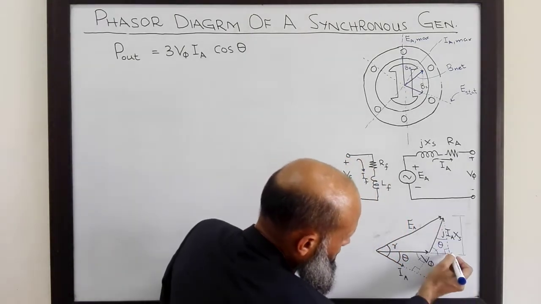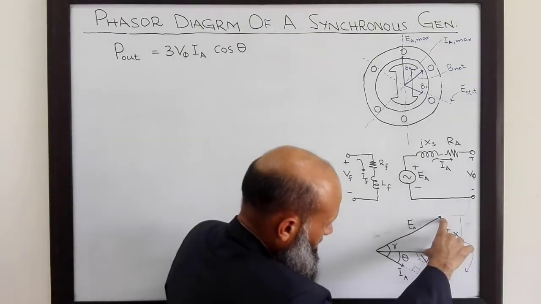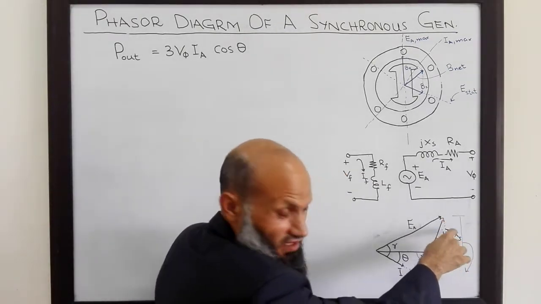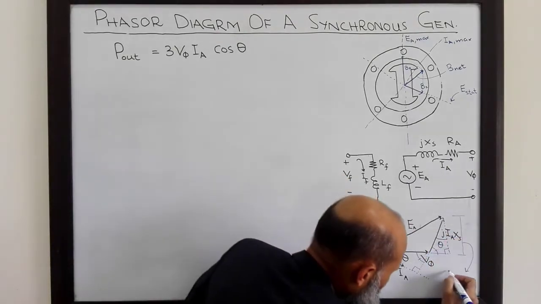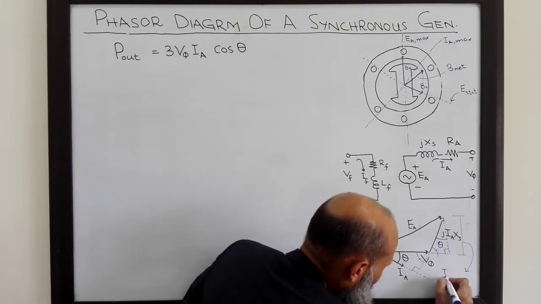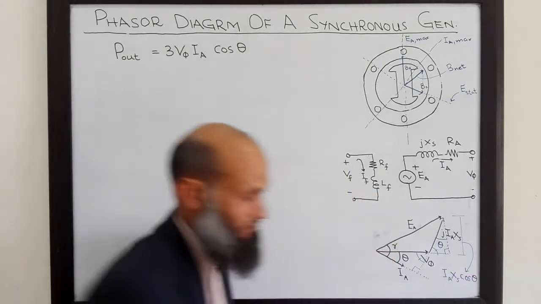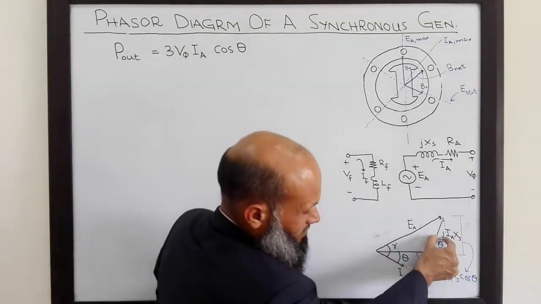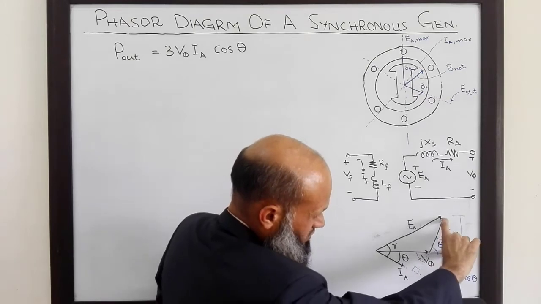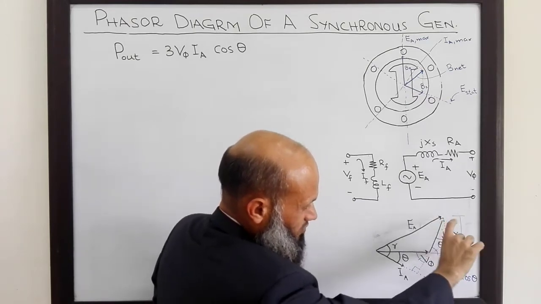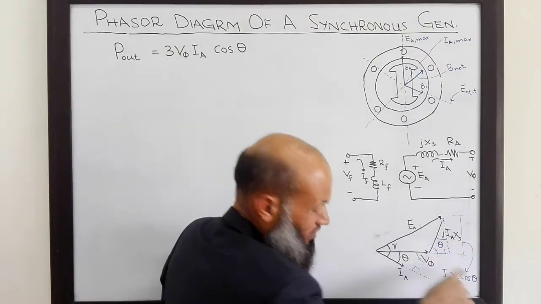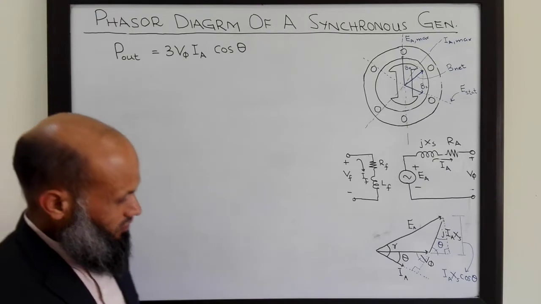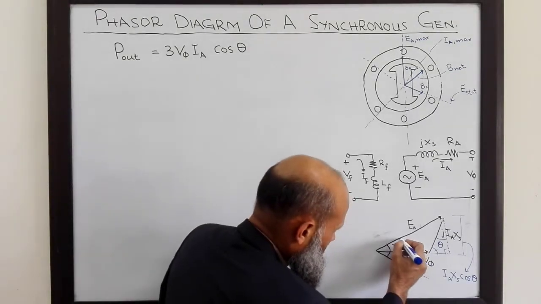From here to here, this length is equal to the length of this vector multiplied by cosine of theta. So the length of this vector is IA XS, and therefore this length is IA XS cosine of theta. Is it clear? This angle is theta. Therefore, this length is this length multiplied by cosine of theta.